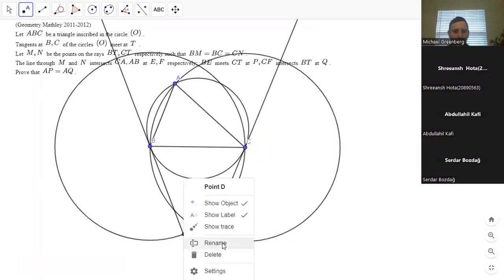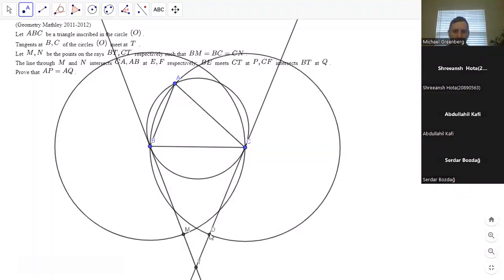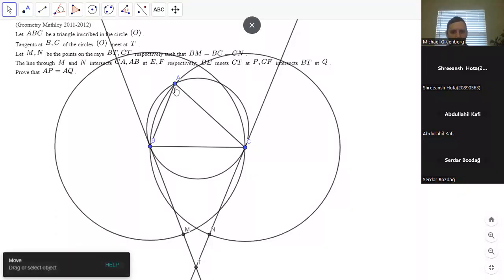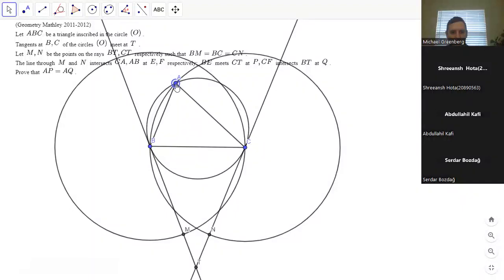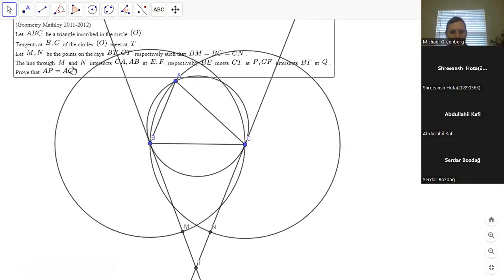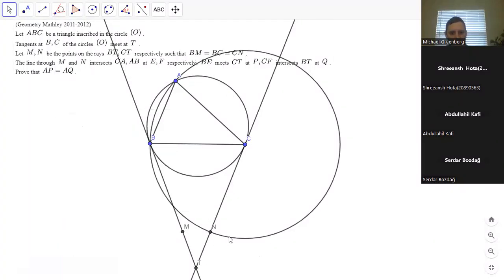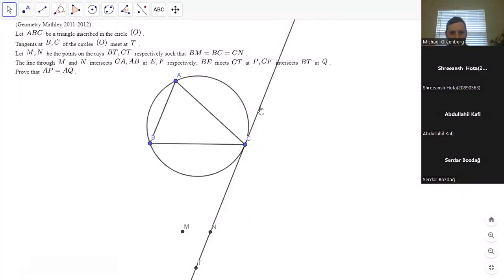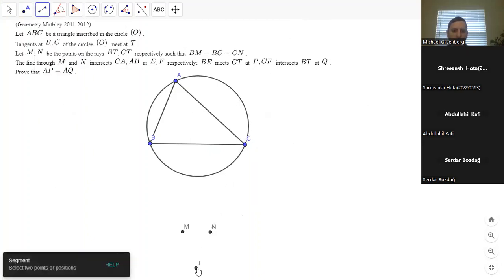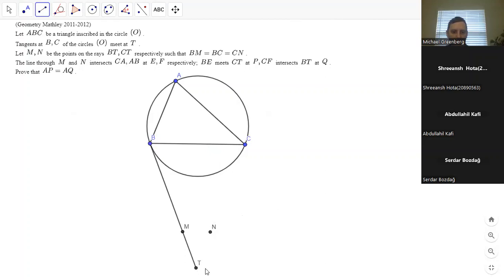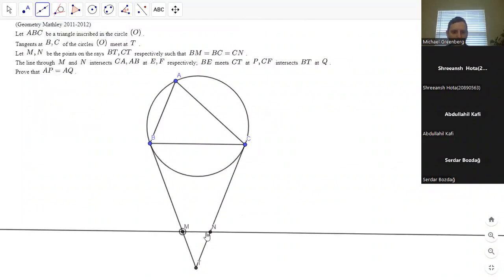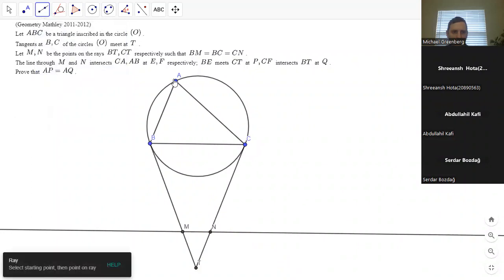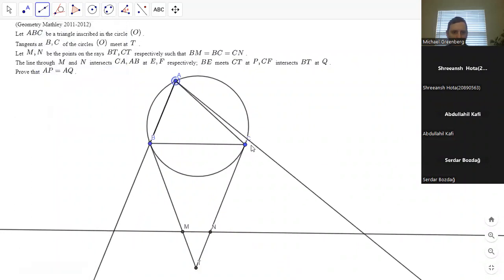So this should be M. And this should be N. Then I would expect that it's true. Let me see if I can make them a little farther from T. It's not going to be a perfect diagram, but I think that looks good enough. Yeah, that was a good catch. So we draw MN.